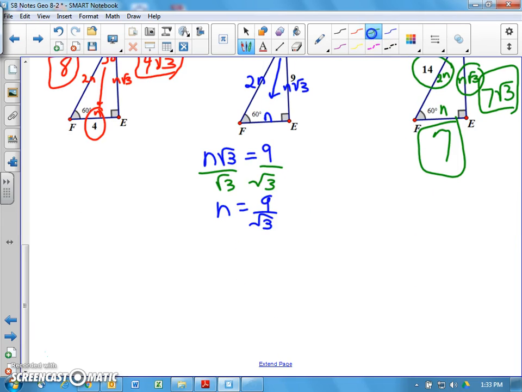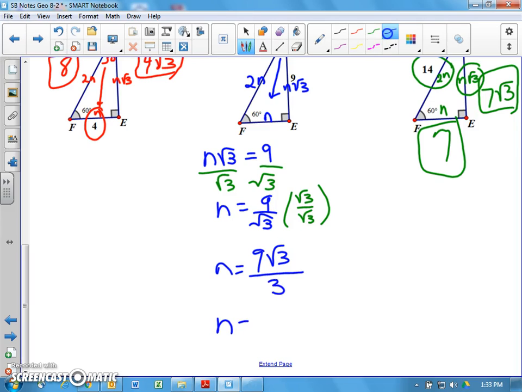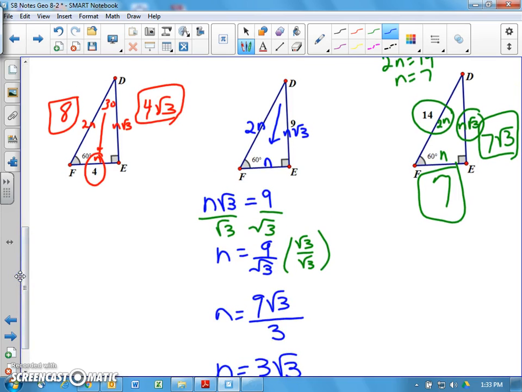Just like we did in the last one, we're going to need to rationalize. Use that clever form of 1, square root of 3 over square root of 3. So we get 9 square root 3 over the square root of 9, which is 3. And this simplifies to 3 square root 3. So the missing side length, FE, would be 3 square root 3.